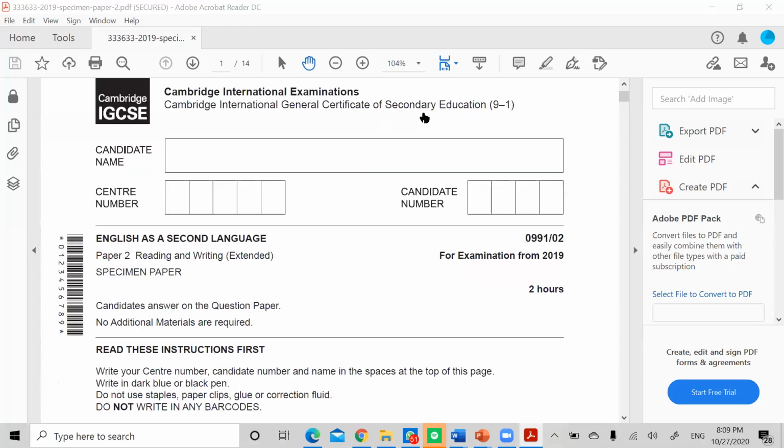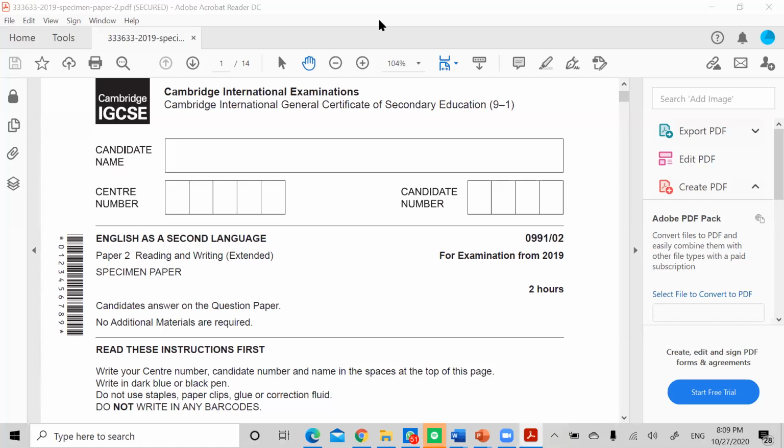Mu'min said that I think paper 6 is speaking, not sure though. Mu'min, we have two papers for year 10. We have paper 2 and paper 4, no paper 6. Paper 2 and paper 4. For the core syllabus, which is year 9, we have paper 1 and paper 3. Okay, yes, Mu'min, paper 2 is writing, paper 2 is listening. Yes, right, Mu'min.